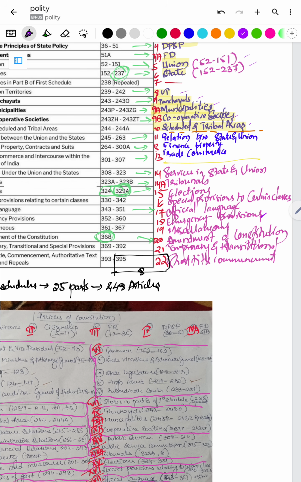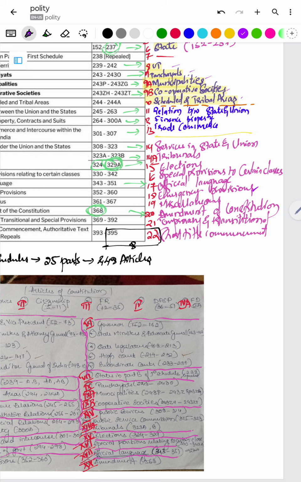So tribunals 14A. Next, very important is 15th, elections. From 324 to 305 articles are there for elections. Next coming on to 330 special provisions for certain classes. This I think no one will ask. Now remember this official languages: 17th part, 18th emergencies, 19th miscellaneous.